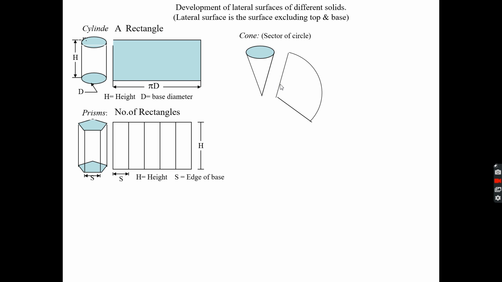If you know this angle, you can easily make that part. And how can you determine this angle theta? If you know the length of the slant edge and the radius or diameter of the base, you can easily estimate theta by this formula: r divided by L, times 360, where r is the base circle radius and L is the slant height.